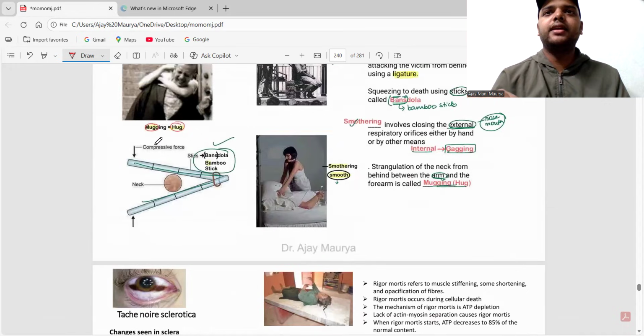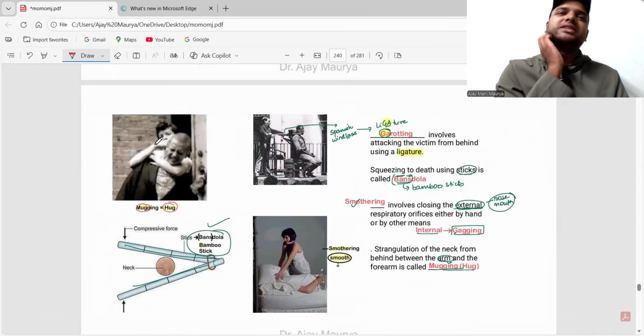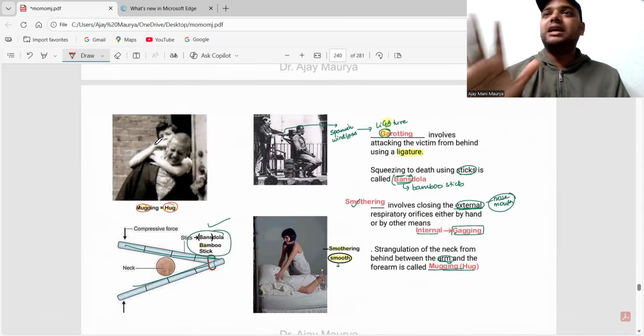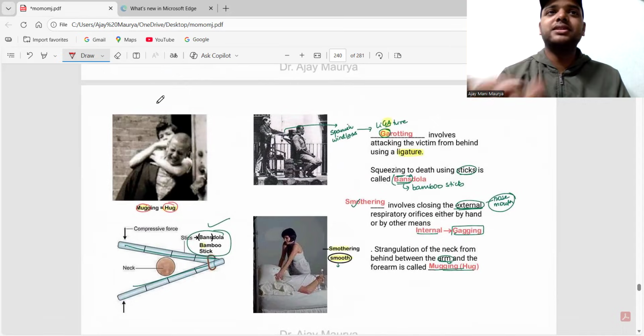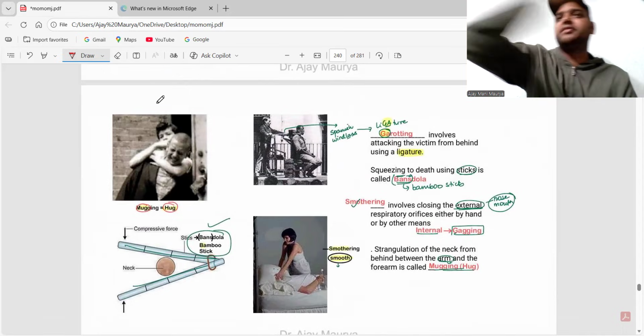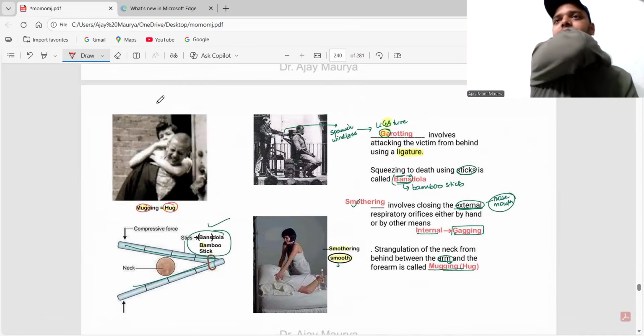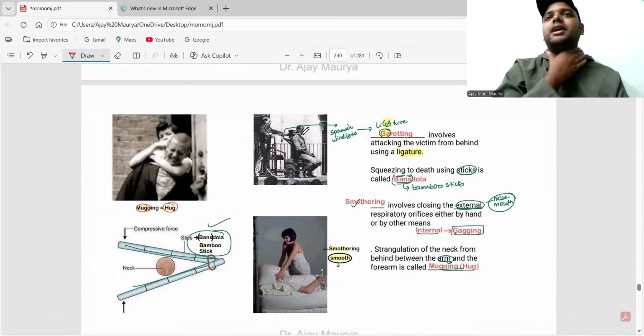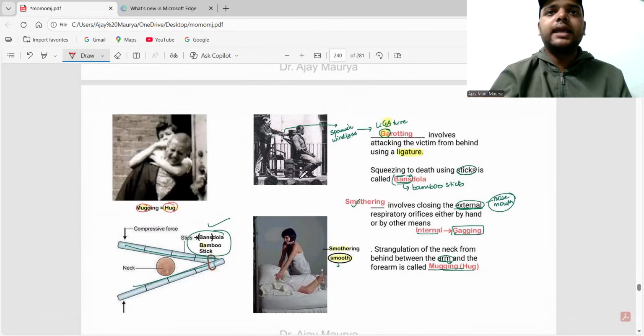Okay, we are here. So these are the questions, and they are image based. They are going to ask in the exam, guys, so study smart. They are going to give you this image. This one is mugging, with the elbow here. This is garroting. Garroting means attacking by using a ligature.